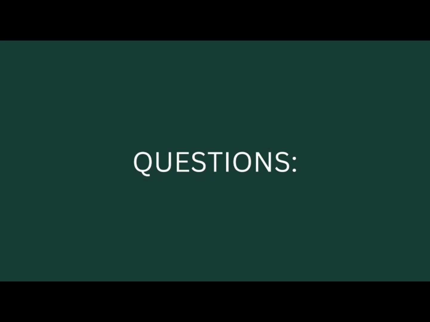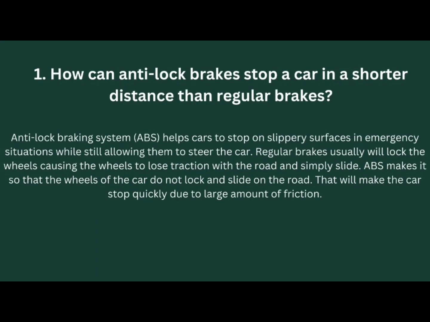Next, to answer the questions. Number 1. How can anti-lock brakes stop a car in a shorter distance than regular brakes? The anti-lock braking system, or ABS, helps cars to stop on slippery surfaces in emergency situations while still allowing them to steer the car. Regular brakes usually will lock the wheels, causing the wheels to lose traction with the road and simply slide. ABS makes it so that the wheels of the car do not lock and slide on the road. That will make the car stop quickly due to a large amount of friction.